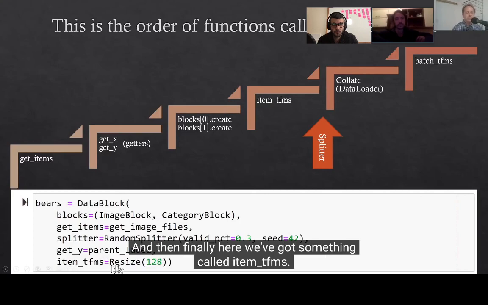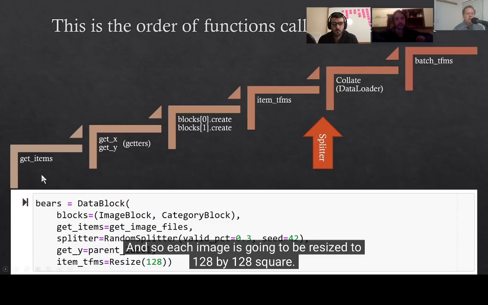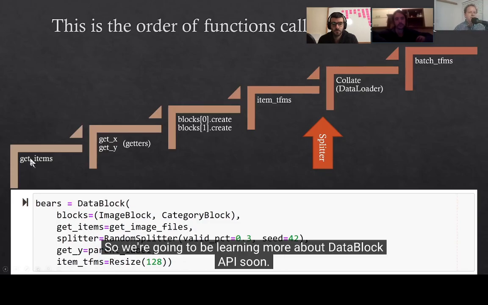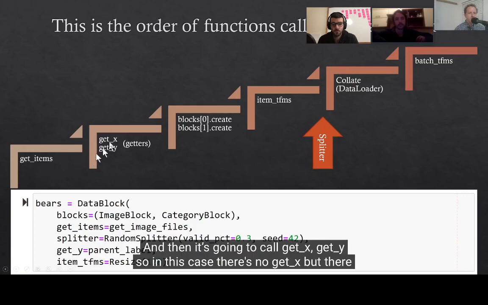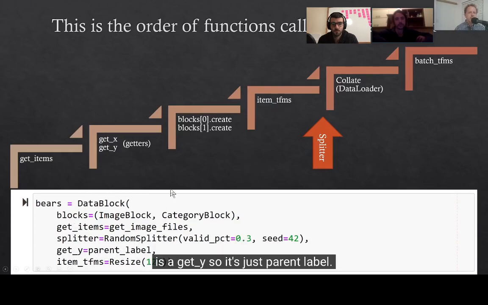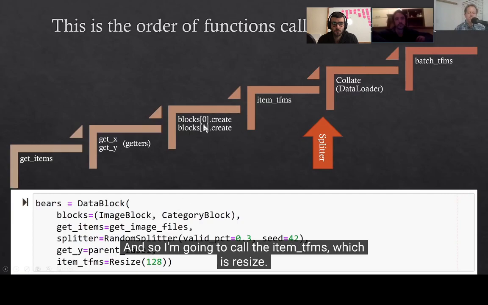And then finally here we've got something called item transforms. We'll be learning a lot more about transforms in a moment. These are basically functions that get applied to each image. And so each image is going to be resized to a 128 by 128 square. So we're going to be learning more about the Datablock API soon, but basically the process is going to call whatever is getItems, which is a list of image files. It's then going to call getX and getY. So in this case there's no getX, but there is a getY, so it's just parent label. And then it's going to call the create method for each of these two things. It's going to create an image and it's going to create a category. It's then going to call the item transforms, which is resize.